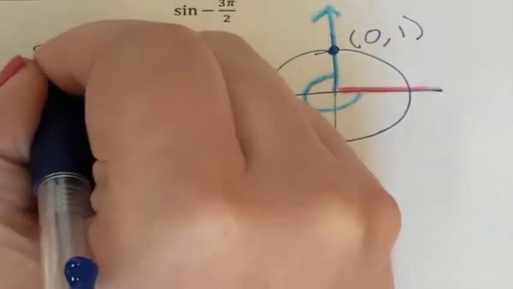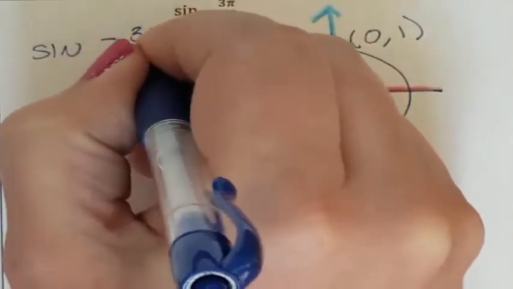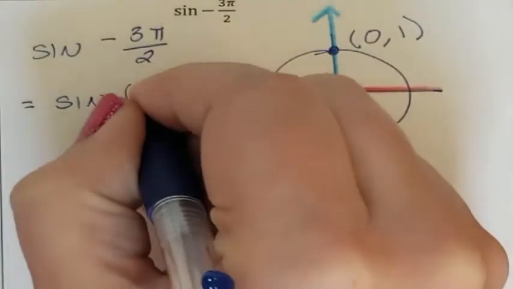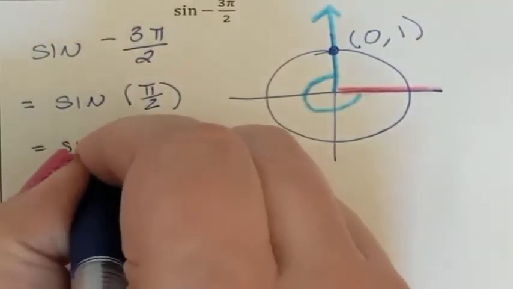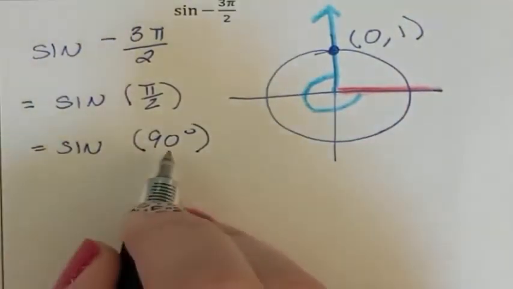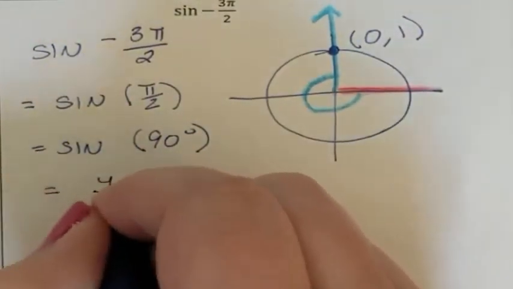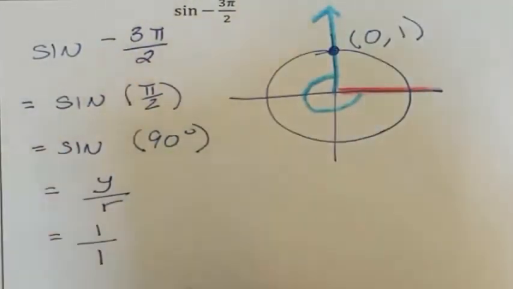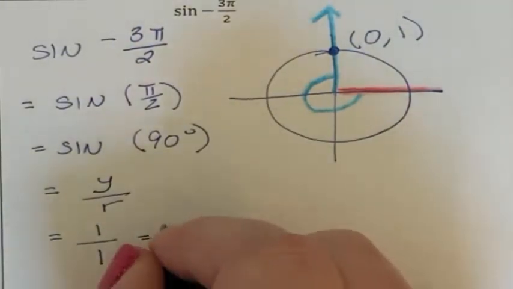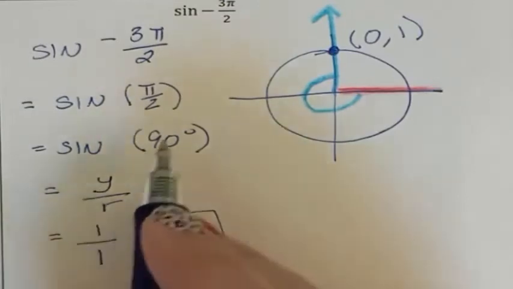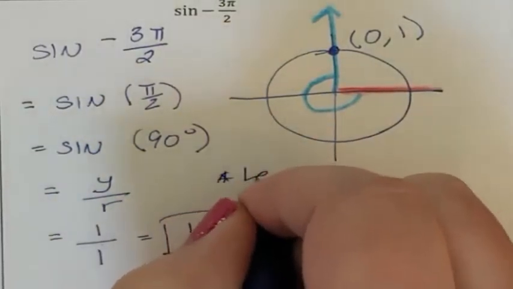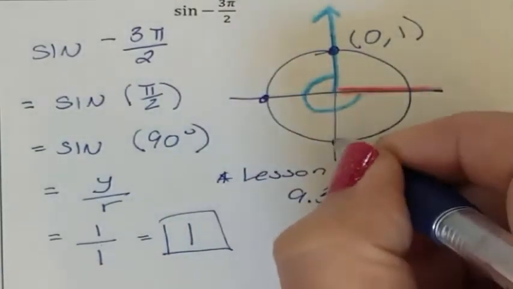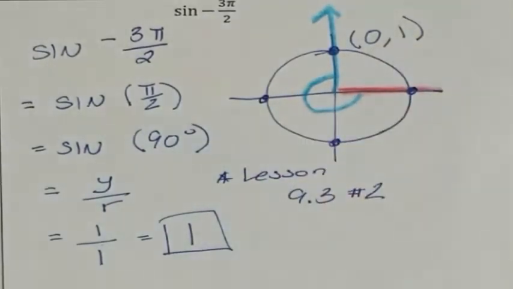So instead of figuring out sine of negative 3 pi halves, I am actually going to be doing sine of pi halves, which is the same as 90 degrees. So I'm doing sine of 90 degrees, which I know is y over r. The y is 1. Your r on the unit circle is always 1. 1 divided by 1 is 1. Where did I get this ratio from? That is from lesson 9.3, number 2. If it lands in any of these 4 spots, you have to use lesson 9.3, number 2.